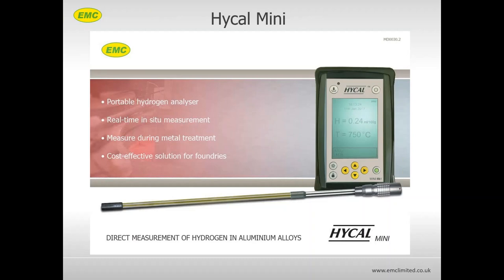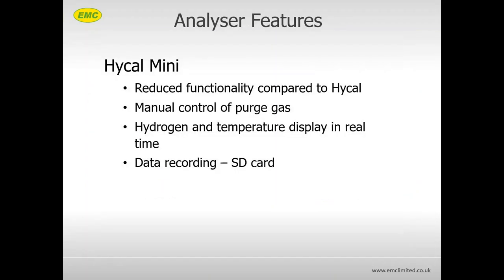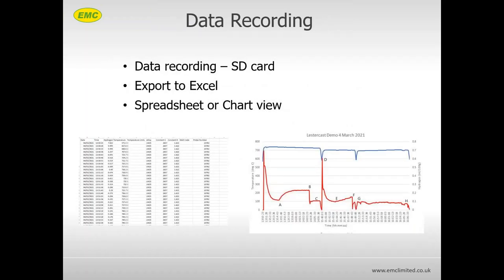HiCal Mini, which is a much simpler device, has reduced functionality compared to the HiCal. The control of the gas purge is manual, but it will still display in real time hydrogen and temperature as numeric values. And the data is automatically recorded on an SD card, which can be downloaded at a later date and exported to Excel. And again, we can either produce a chart view or a spreadsheet view of the results, all logged automatically.